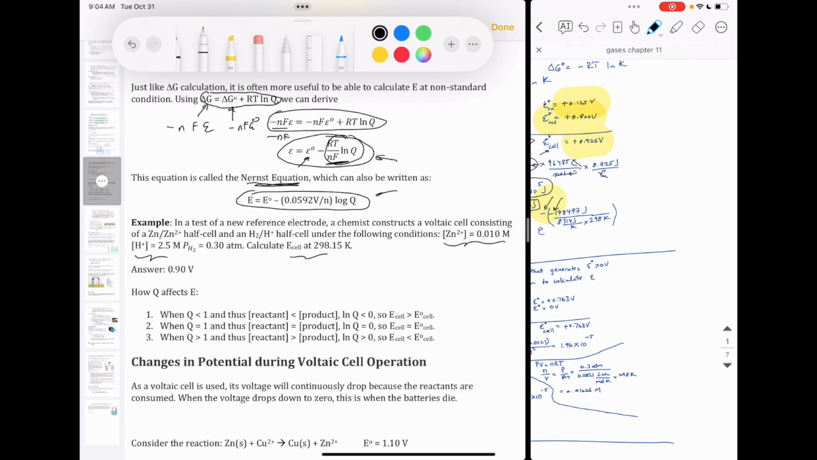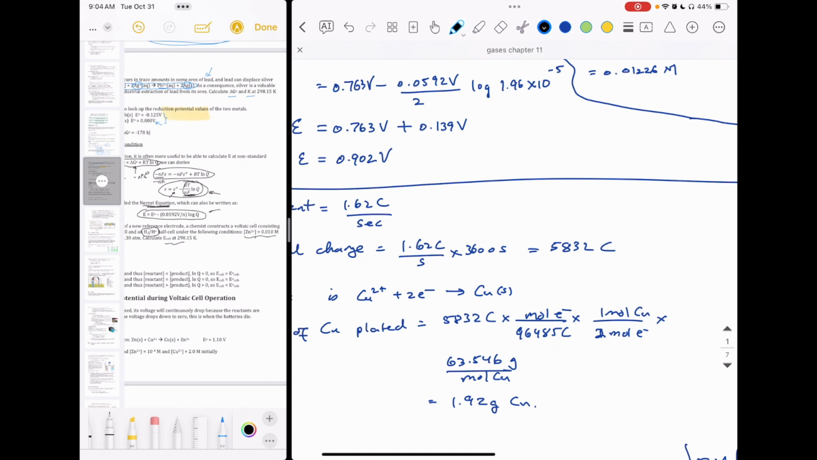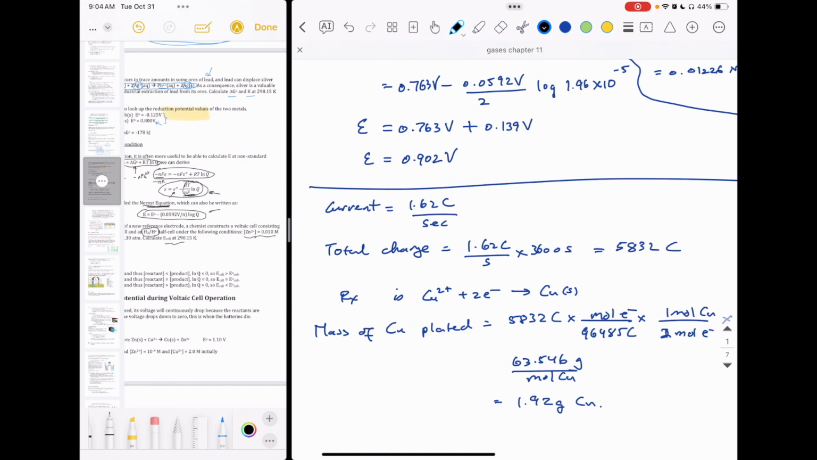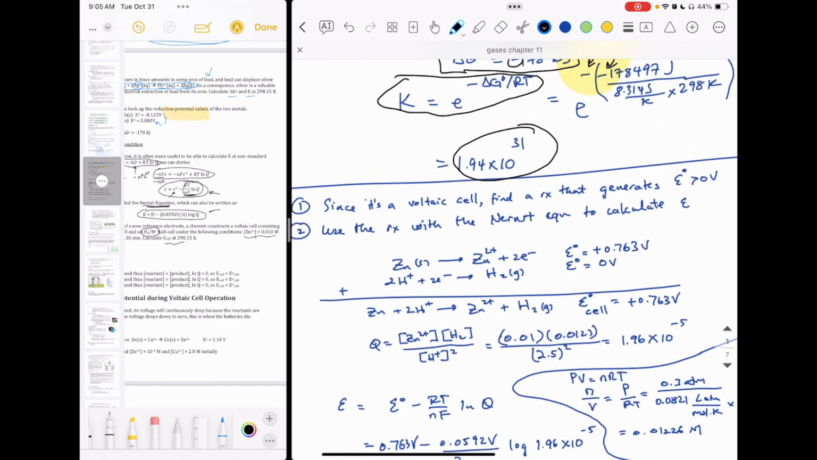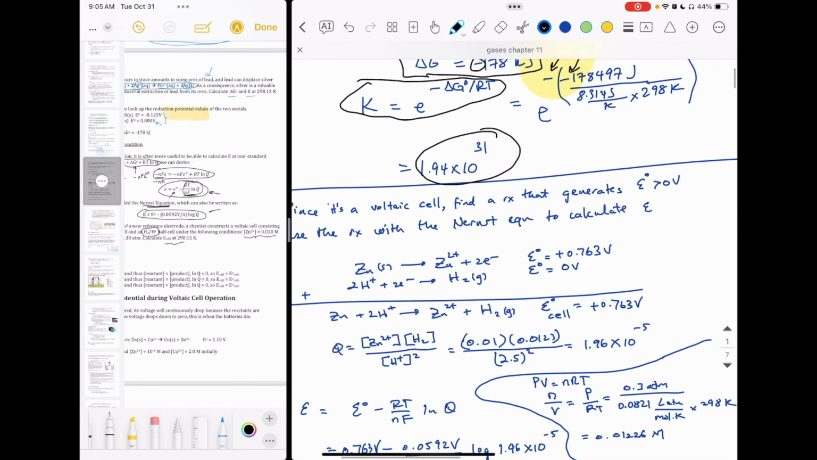Now this problem, you're going to have to think through a little bit what the cell looks like, right? It doesn't give you the value of the E naught, so you're going to have to look that up first. We can see here that we have two things. We have the zinc cell and we have the hydrogen cell. So we're going to have to combine them to see what numbers would make sense, what process would make sense, who's going to be oxidized and who's going to be reduced.